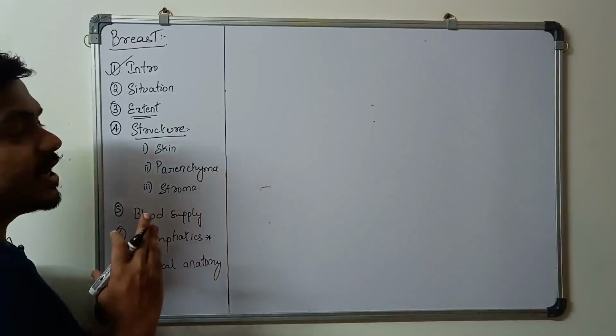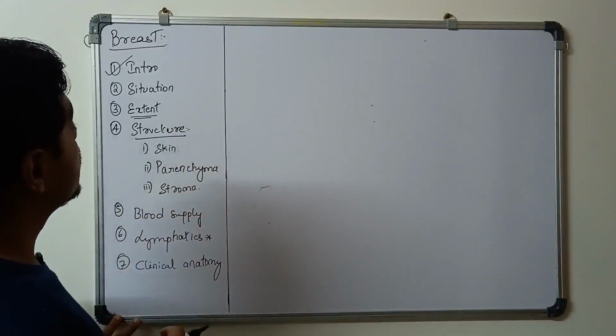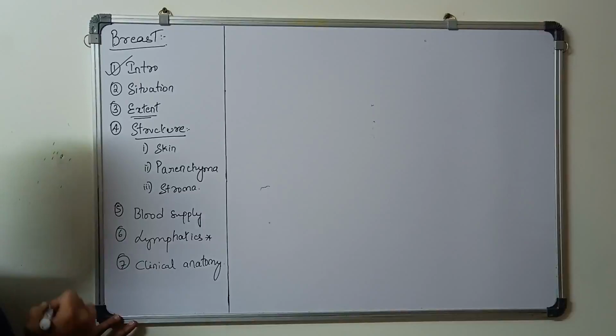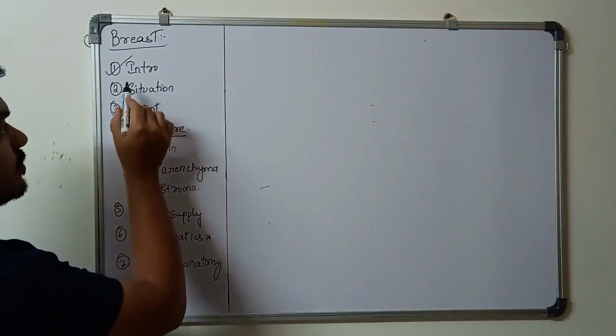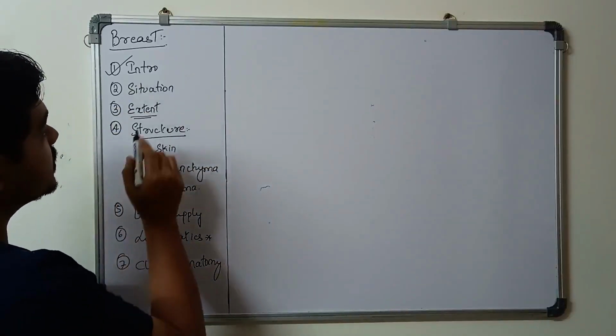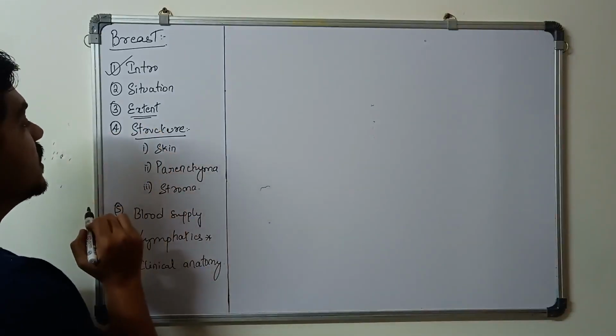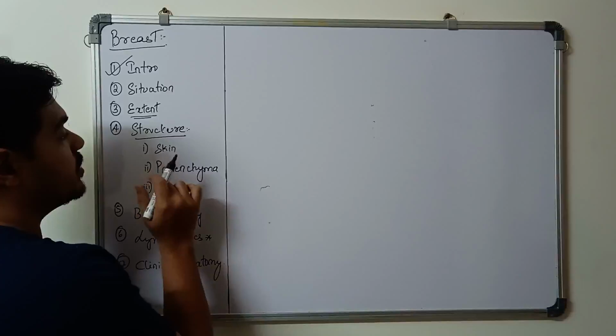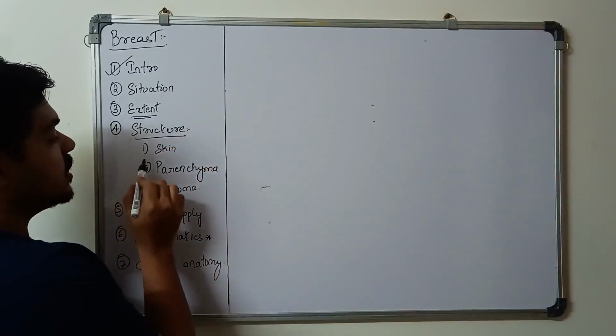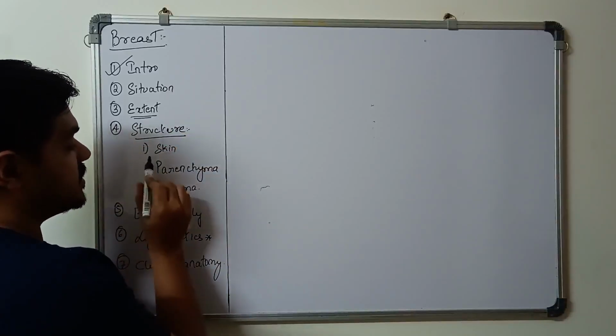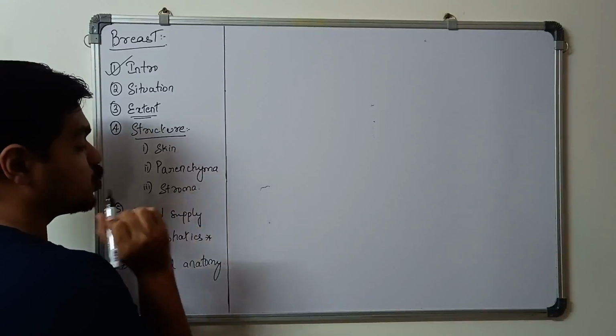Let us finish the anatomy of the breast in this video. We will do this under the following headings. We will start with the brief introduction, then we will look at the situation or the location of the breast, then we will look at the extent, and then we will go into the most important topic, that is the structure. We will see that under the headings skin, parenchyma, and the stroma.